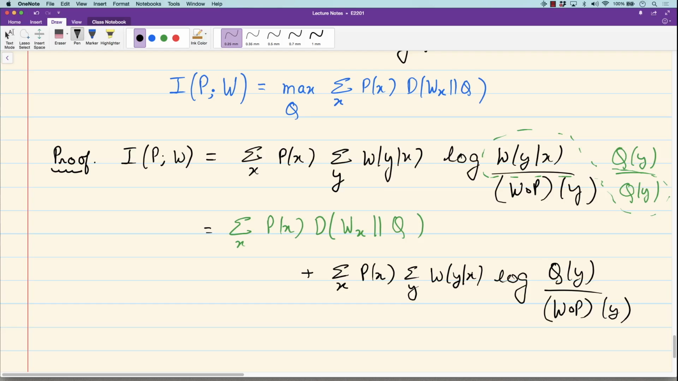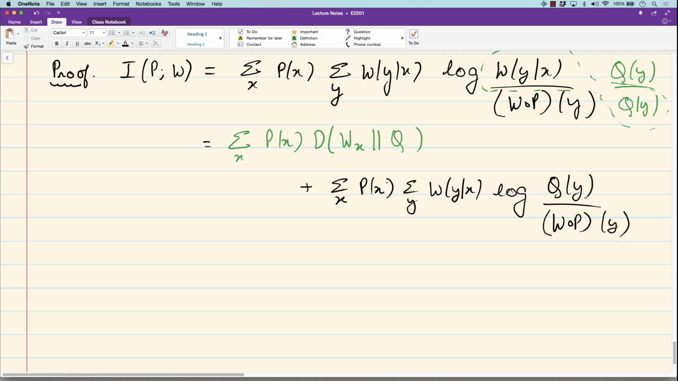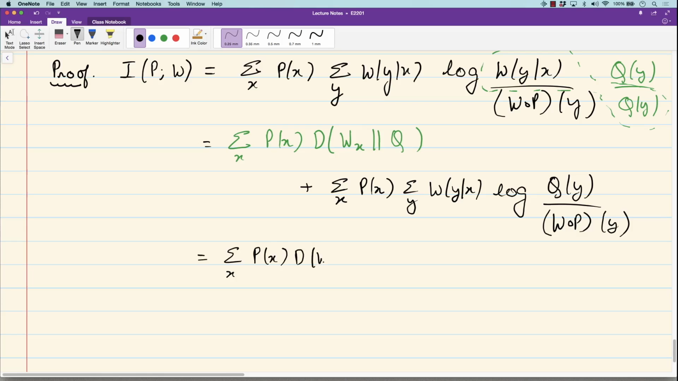Actually, there is no x in this log term, so you can take the summation over x inside, and when you sum it over x, what you get is that this term is exactly equal to WP of y. So the first term is the summation over x of Px times the divergence between Wx and Q. That's the term we want to retain, and the rest is minus D of WP, the output distribution when the input distribution is P, and Q, and this is non-negative.